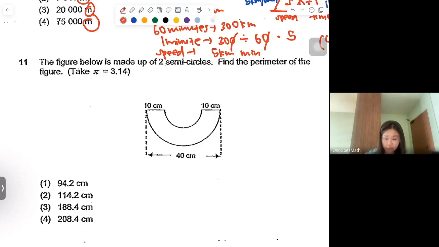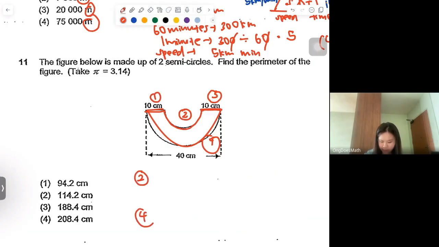So there are 4 sides to this. 1, 2, 3, 4. Okay. So 4 sides to it. 1 and 3 are already known. We just have to find out what 2 and 4 are.